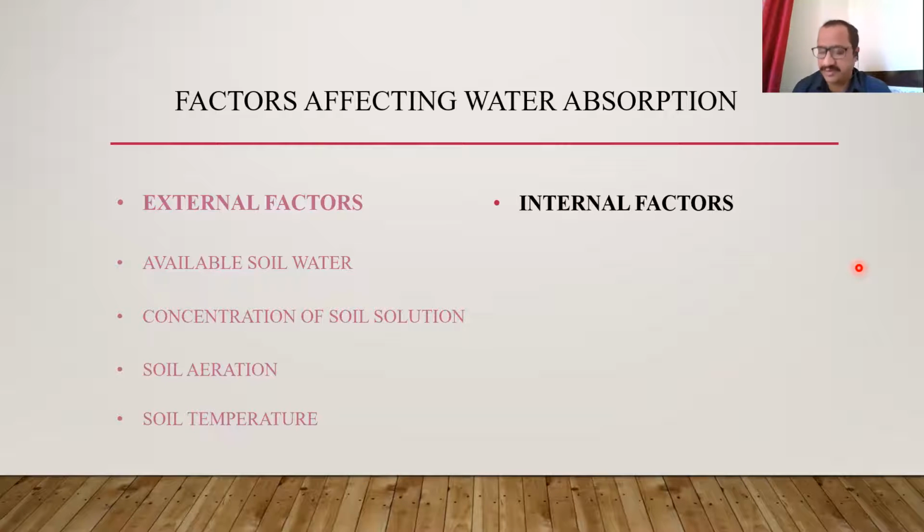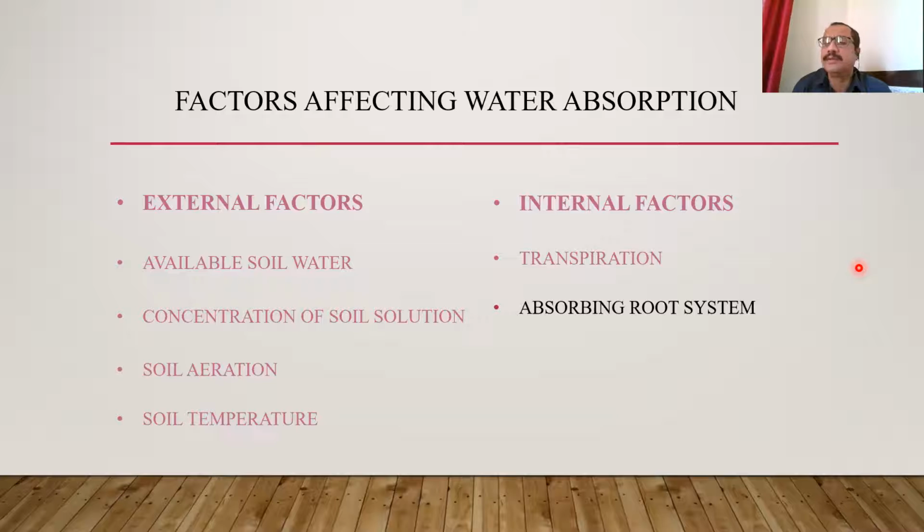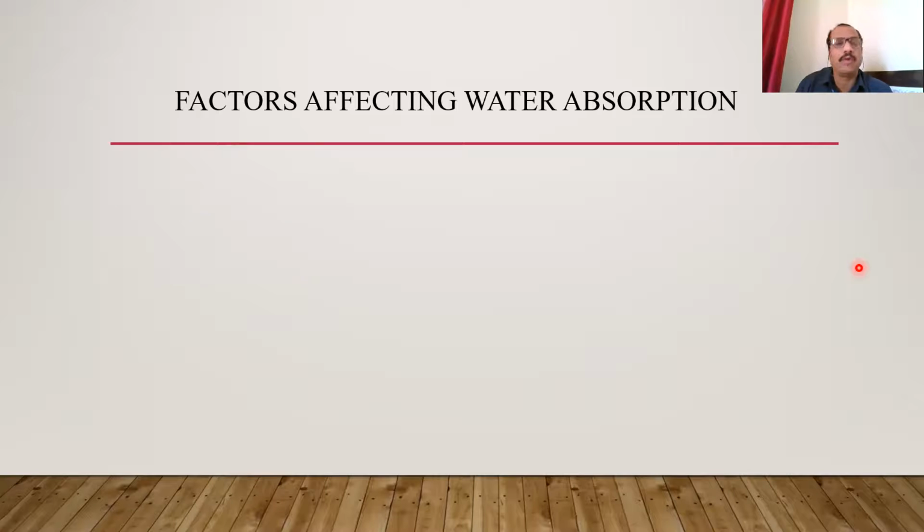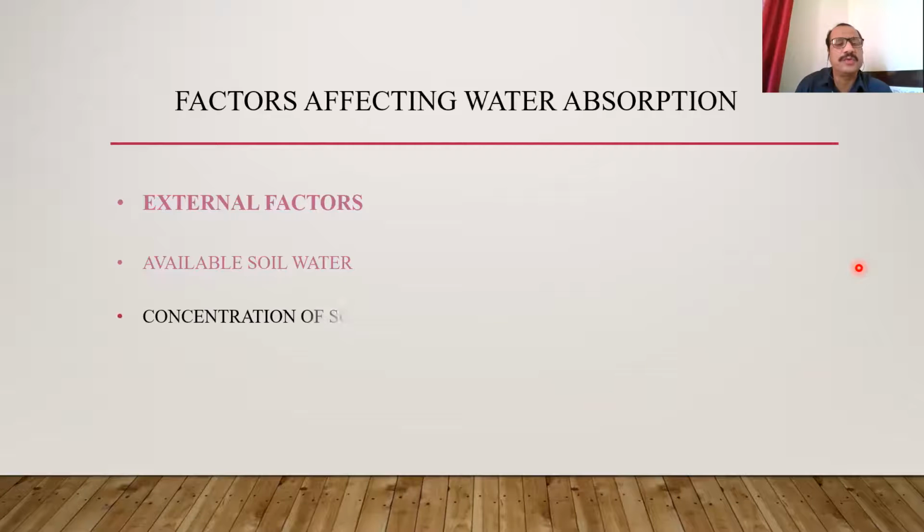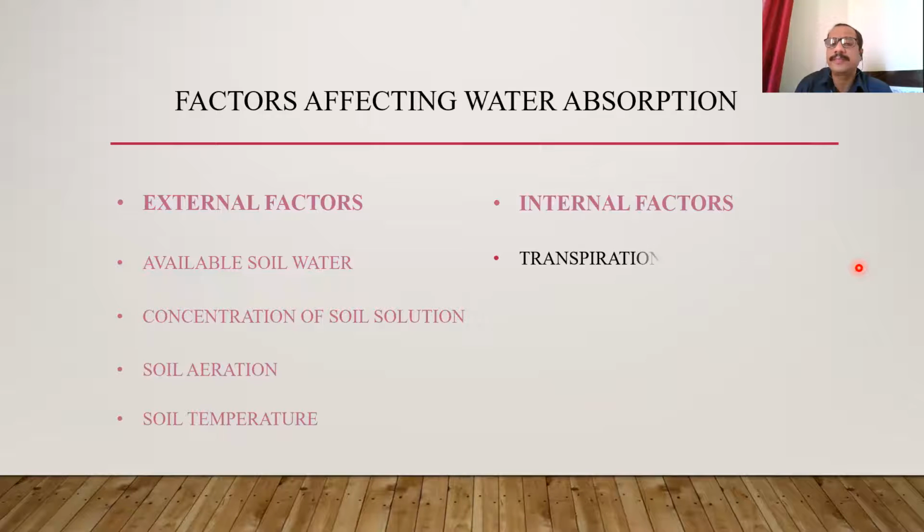Then we have to consider some internal factors, that is, the factors which are working inside the plant body, such as transpiration. Just now we have seen this. Then there is one more factor, that is the absorbing root system. Then plant metabolism is also considered as one of the internal factors which affect the process of water absorption. External factors: available soil water, concentration of soil solution, soil aeration, and soil temperature. And the internal factors include transpiration, absorbing root system, and metabolism.